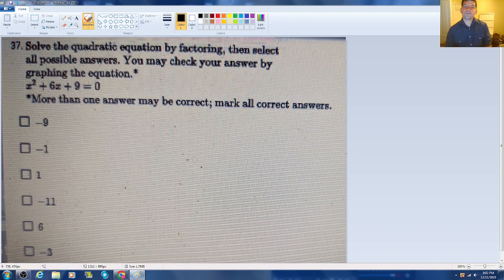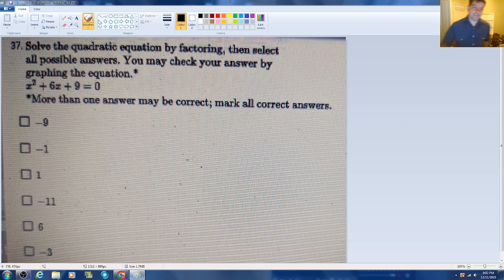So in this video we're going to be looking at our question of the day here, and this one states to solve the quadratic equation by factoring, then select all possible answers. You may check your answer by graphing the equation. I'm going to show you a little bit differently of checking your answer that doesn't relate to graphing it. But our equation that we're going to be looking at is x squared plus 6x plus 9 equals 0. More than one answer may be correct.